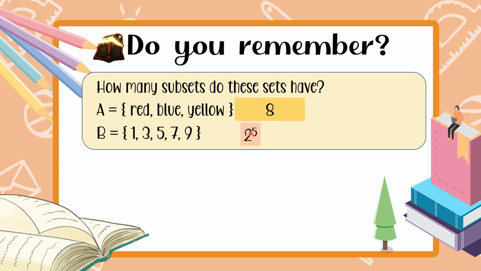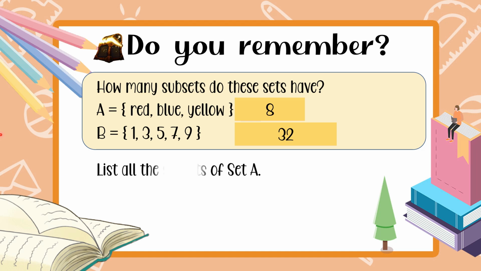So this 5 right here, meaning you have to multiply 2 5 times sa sarili niya. So we will have 2 times 2 times 2 times 2 times 2. And the answer here is 32. There are 32 subsets in set B.